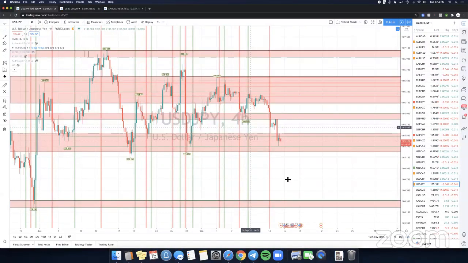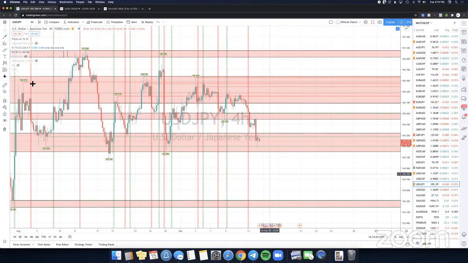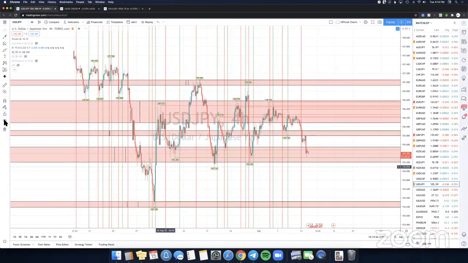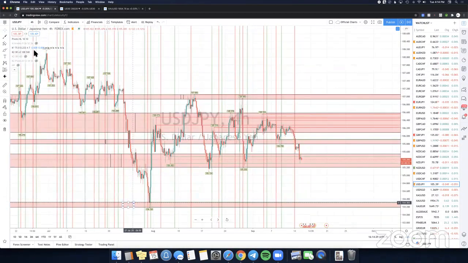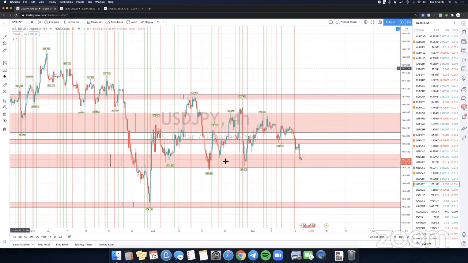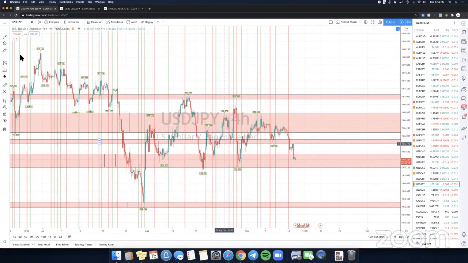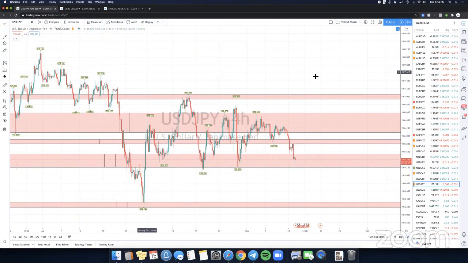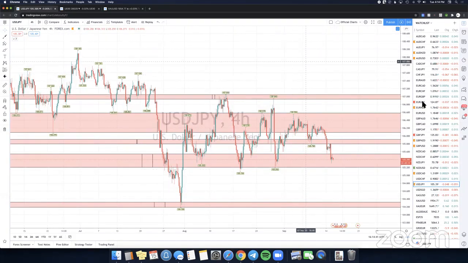But you can see, you know, everything's pretty nicely lined up since I marked everything up last Sunday. So if I hide everything off the chart, you can see all those zones on the chart. But you can see here, I drew my own zones over it, making it look a lot nicer and easier to analyze. So let me just go back to CAD JPY.